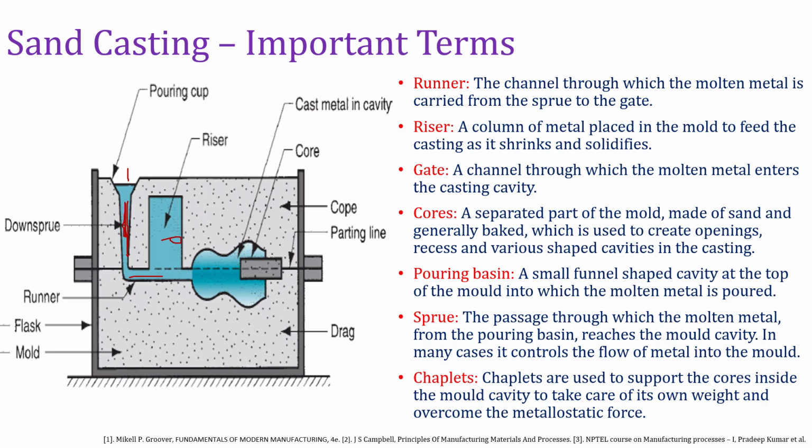Finally, the molten metal enters the mold cavity through the gate, right? So this portion will be called a gate. We are going to see the gate in detail in a further session; it controls the entry of molten metal into the cast. And we also have another important feature in the casting, which is the riser.